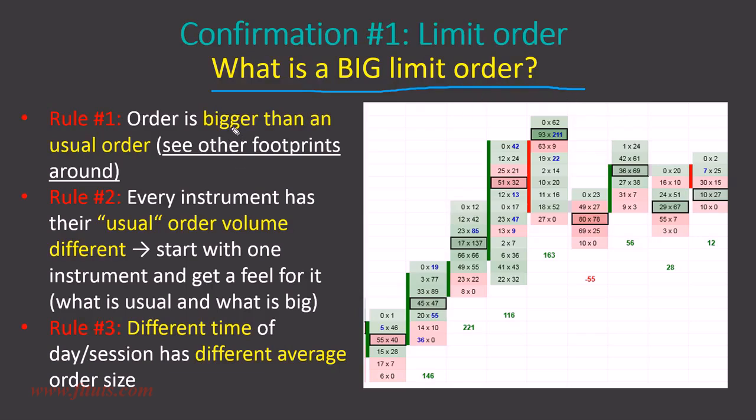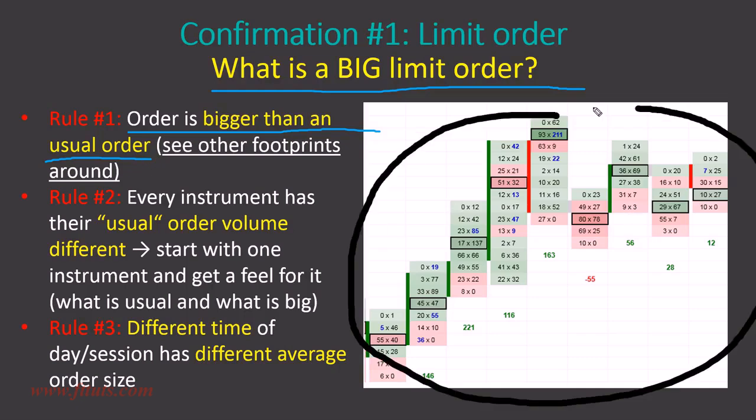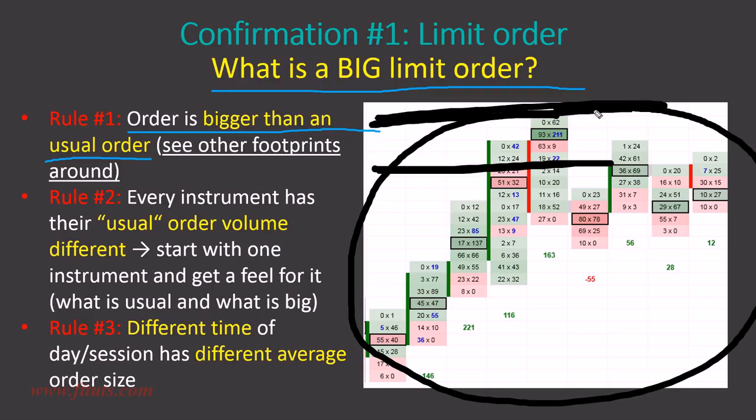Now, there are three basic rules, and rule number one says that the order is bigger than the usual order. I know that this doesn't sound too scientific, but this is how I do it. If you look at this picture and imagine that somewhere in here there is a resistance you want to go short from, you are looking for a big number on the ask side, and suddenly this number appears.